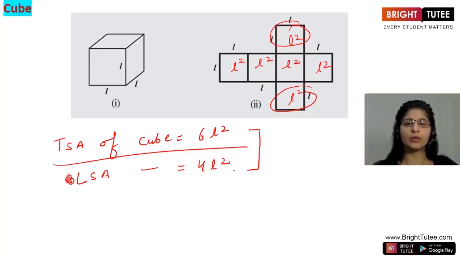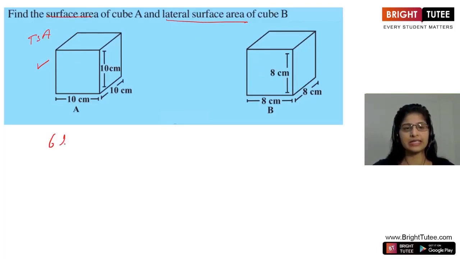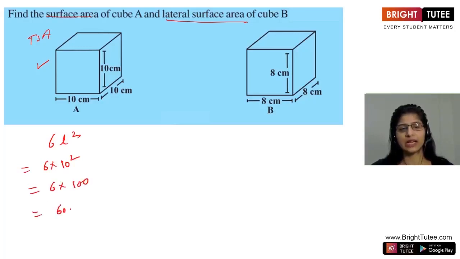Okay, now moving ahead, we see here a question. They're asking, find the surface area of cube A and the lateral surface area of cube B. So for the surface area of this cube, since it is not mentioned, the total surface area we are going to find, and here we have to find the lateral surface area. So the total surface area is 6L square and L is given as 10. So the square of 10 is 100. So 6 into 100 gives us 600 square centimeter, which is the unit of area.